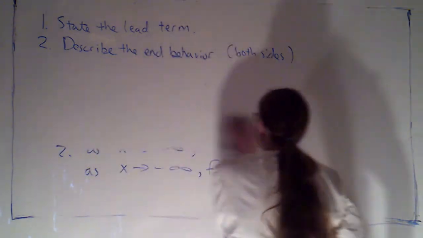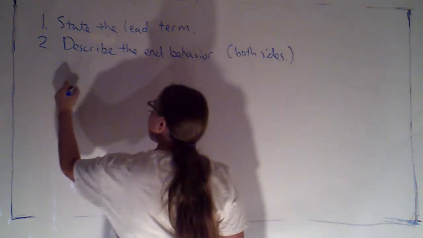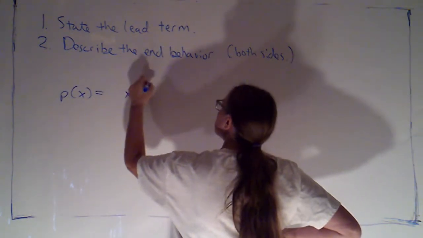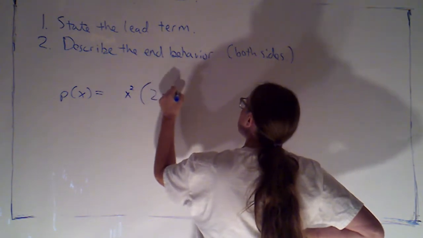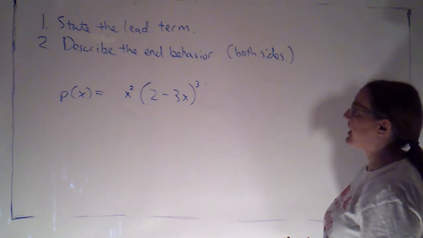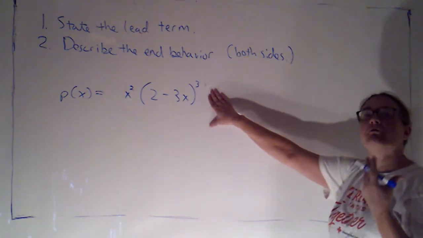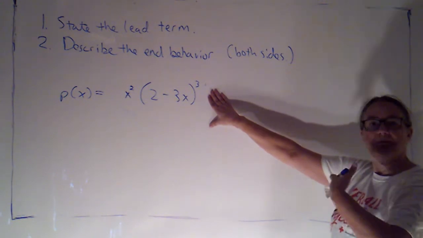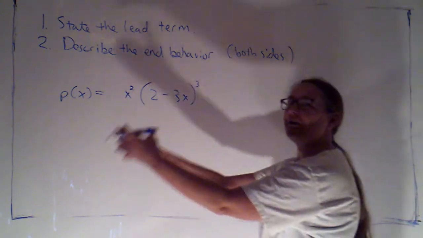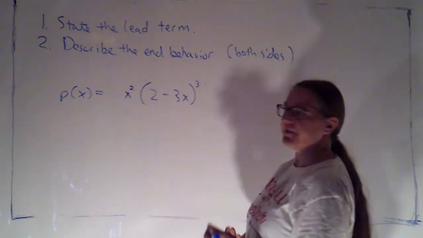All right, let's try this same problem with a different polynomial. Let's say I had p of x is equal to x squared times (2 minus 3x) cubed. Okay. So here, I've given this to you in what we call factored form. It's not all multiplied out, so it's not given to you as a sum of power functions and constants. It's a product of things.